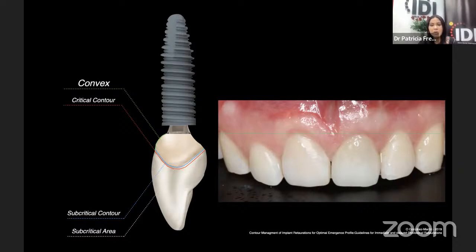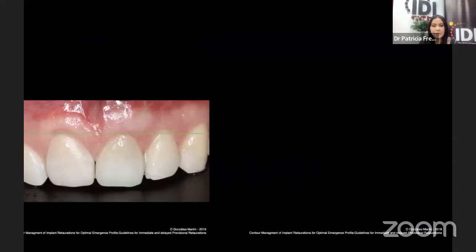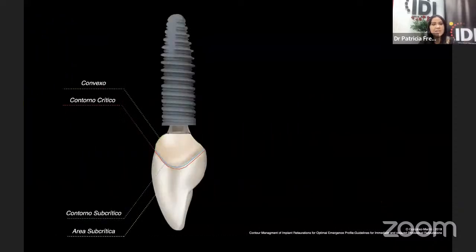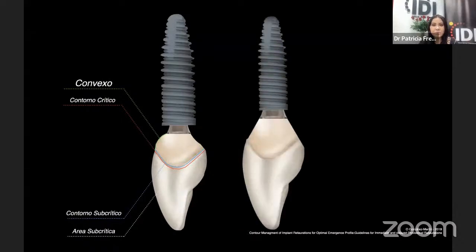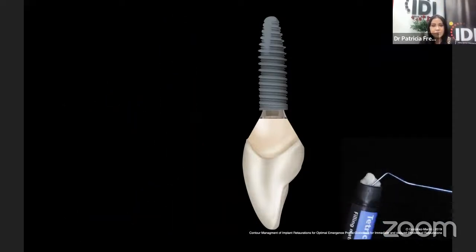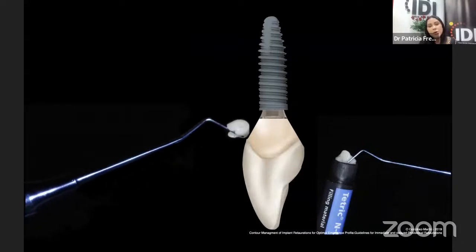Look, now we got a nice provisional. This is still a provisional that I made with composite. So this is the aspect we are going to work, but later, when we have also integrated the implant. And then we can lift our crown like this, straight, to maintain the position. How do we work there? How to make it convex?